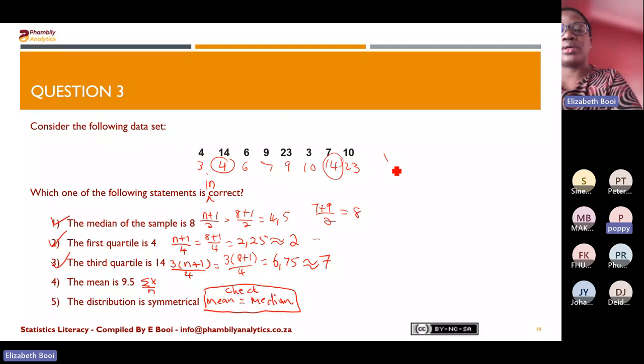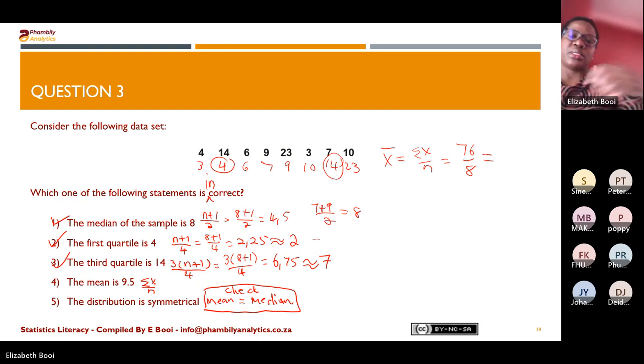The mean is the sum of all the values divided by how many they are. So if we add all the values, we get 76 divided by 8, since there are 8. 76 divided by 8 is 9.5, which is correct.